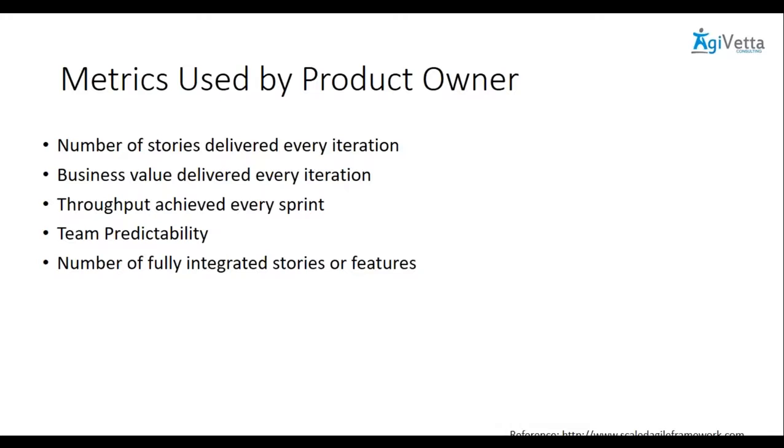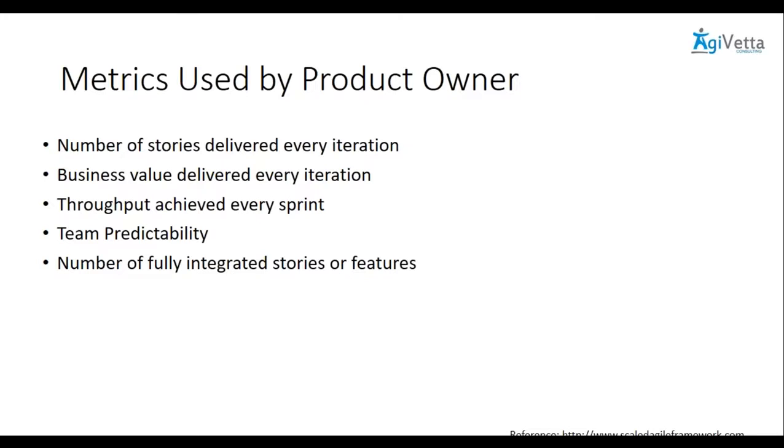Team predictability. Are you able to predict how the team is able to deliver on the basis of the commitment? They committed to 10 stories and delivered 8. They committed to 5 stories and delivered 5. They committed to 7 stories and delivered 8. What's the predictability of the team? Now, this cannot be measured in one iteration. None of them can. It's good to take a running average.